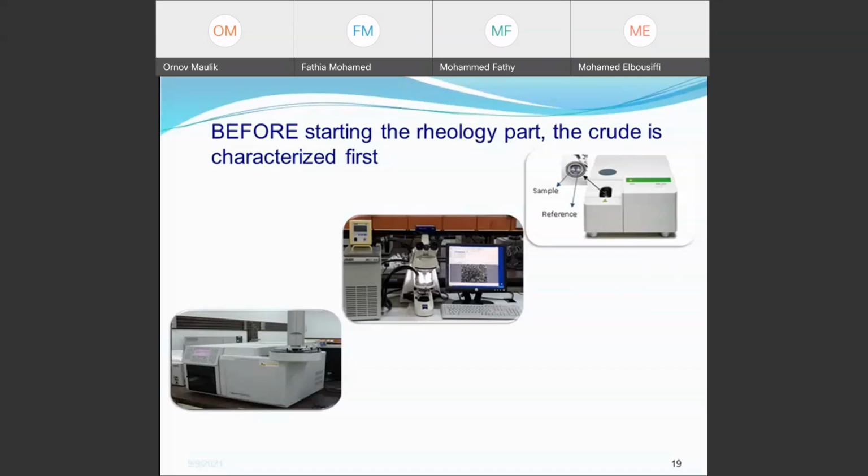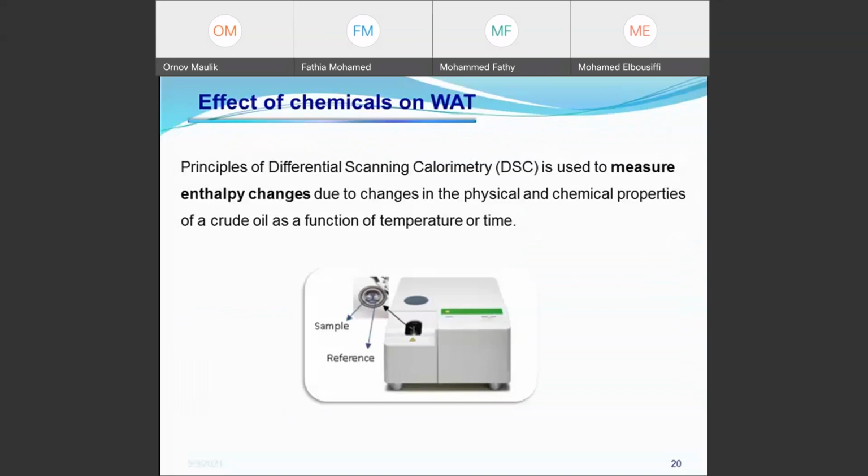So before starting the rheology, as I've said before, some equipment used here are differential scanning calorimetry, high temperature gas chromatography, and cross-polar microscopy. Dr. Muhammad yesterday gave a bit of information about these equipments. So here, differential scanning calorimetry is used to measure enthalpy changes due to changes in the physical and chemical properties of the crude as a function of temperature and time.